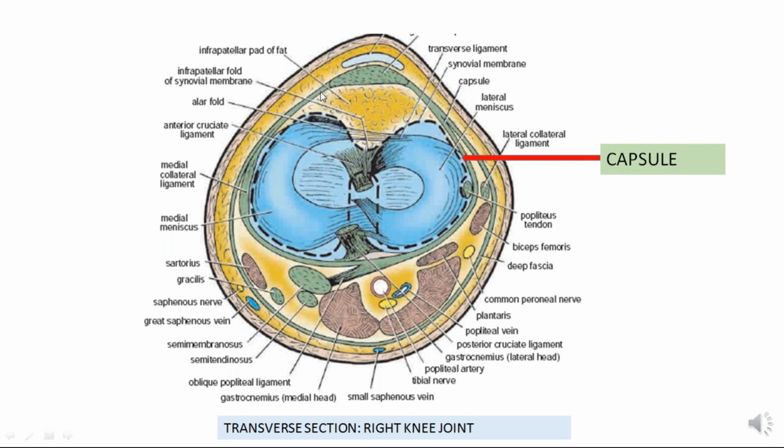So now further tracing the capsule on the anterior aspect, we can see it is merging with the medial patellar retinacula, which is an extension from the vastus medialis. So this is ligamentum patella. This is the lateral meniscus, the medial meniscus, the capsule, its relation with the tendon of popliteus, and its relation with the medial collateral ligament.